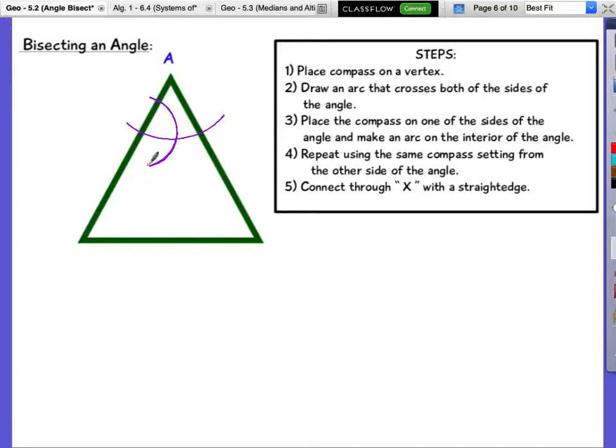We don't want it to be too much bigger than the other one. It doesn't have to be the same size as your other one. It can be a new size, but this is the one you want to keep measure of. So you'll swing through and make an arc on the inside of this angle.